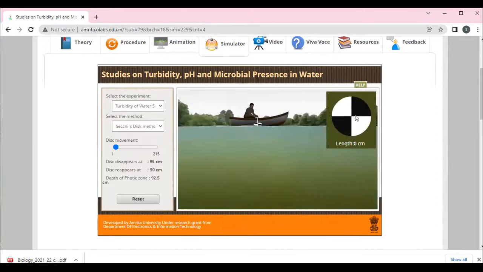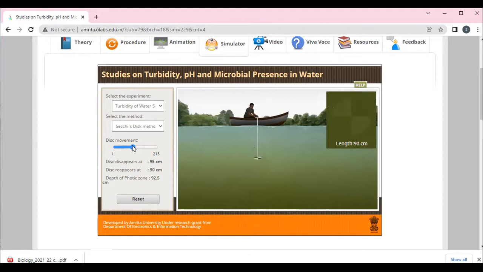For turbidity, as we know, there was the Secchi disk method. I hope you people have completed it for pH. Now this is the Secchi disk. If we change the movement of the disk, you have to see on this right hand corner, where the length is 0 centimeter. As I move the disk inside, as I am increasing the length, you see the disk is disappearing on and on, right? As I am increasing the length of the rope, the disk has disappeared.